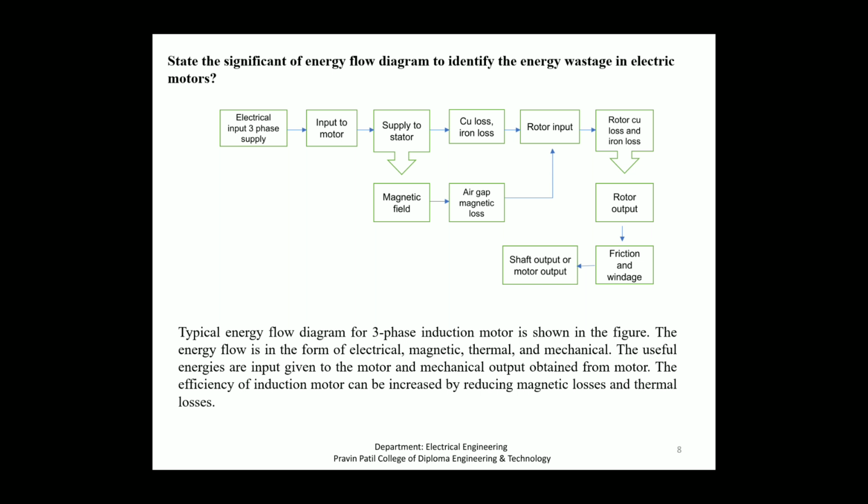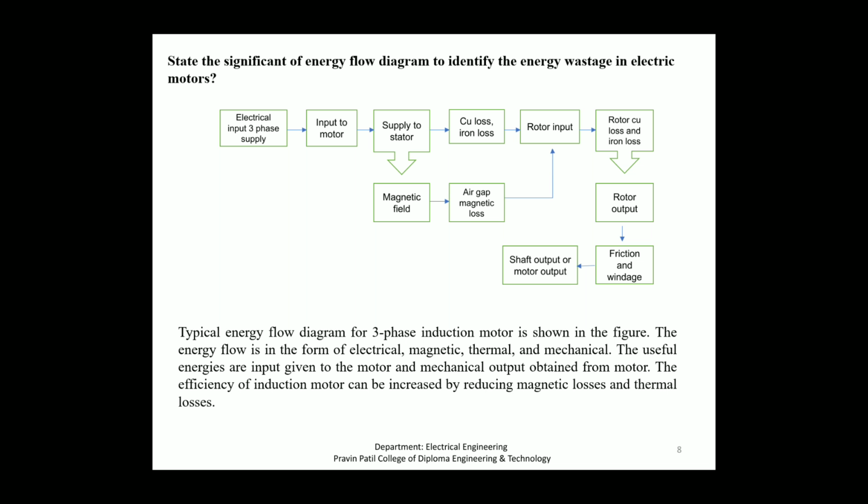After these losses, the output of the stator is given to the rotor. Then in the rotor also, two important losses: the rotor core losses and rotor copper losses. After these losses, the output of the rotor is given to the shaft. In the shaft there are two important losses, the friction and the windage loss. After these losses, you get the motor output or shaft output.